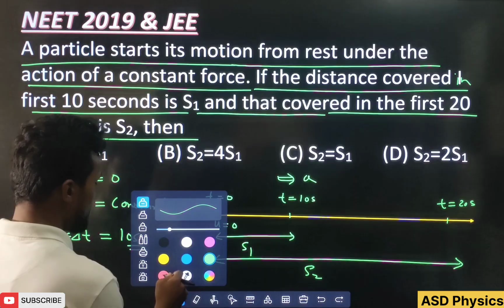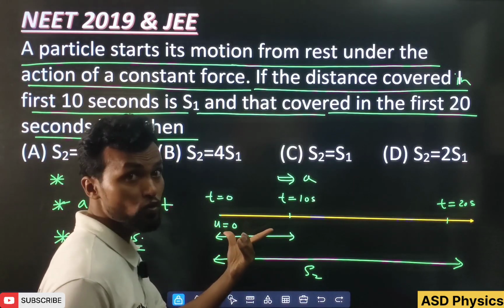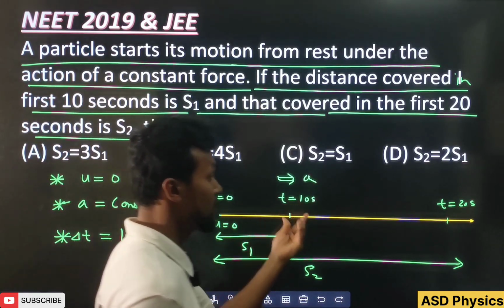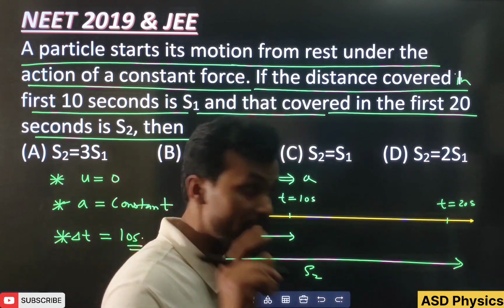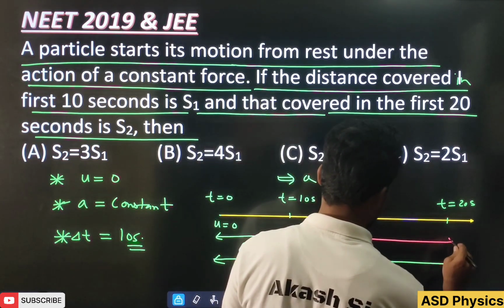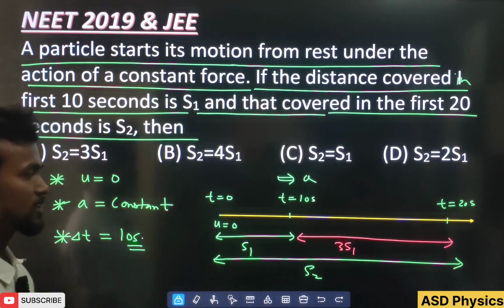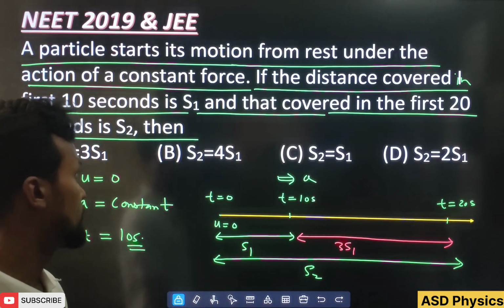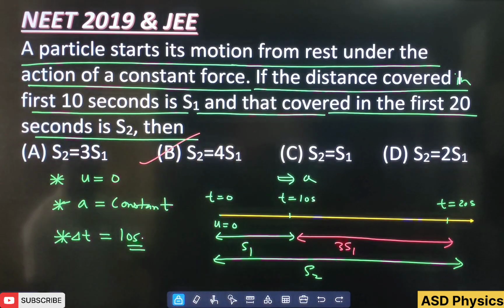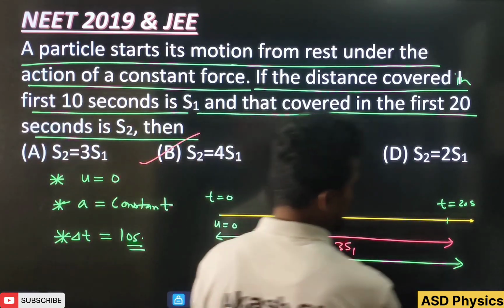Now after that, you know very well, this one is how much, 0 to 10 seconds: s1. Again, 10 seconds to 20 seconds, how much here, again the time interval is 10 seconds, that means this will be 3s1, is it? So you can see very well, s2 means s1 plus 3s1, that is 4s1. So what is the correct option? The correct option is s2 equal to 4s1, option B.